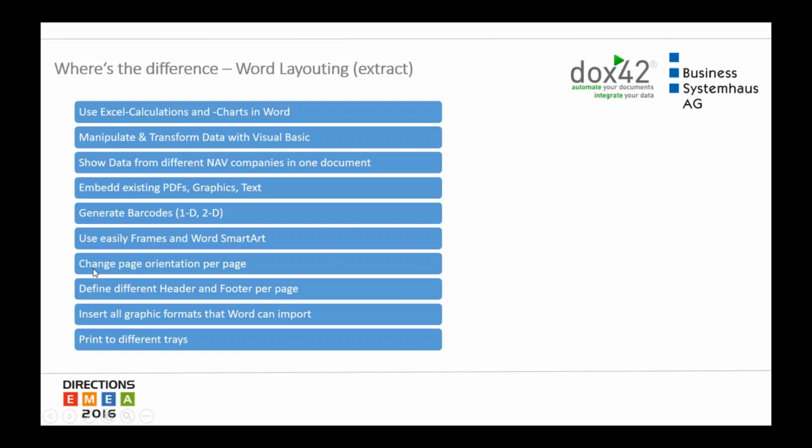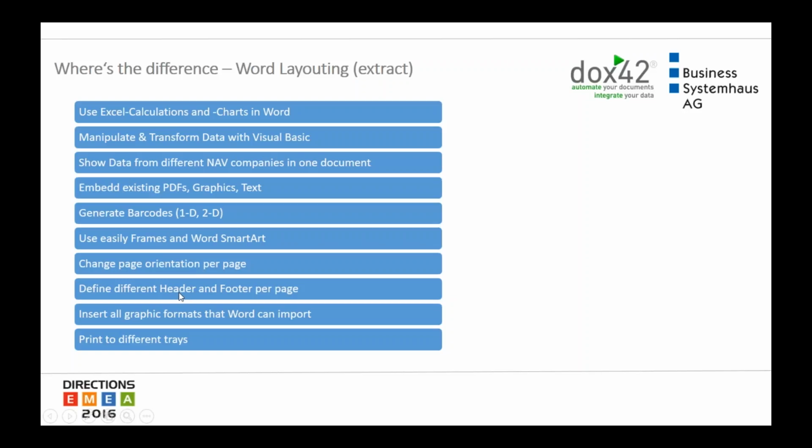Another thing is changing page orientation. If your customer is asking you today to change the orientation for a certain report because you need some more columns, this is taking a lot of effort in the NAV report. In Word it's just one click, and you can change this to portrait or landscape. You can also change it within one document. So the first page could be landscape, the second page could be another orientation, and back and forth. I will show one example of this in my demo.